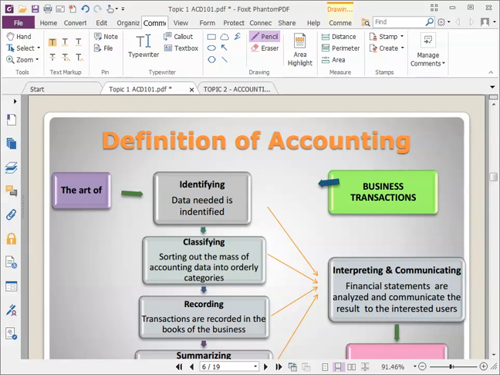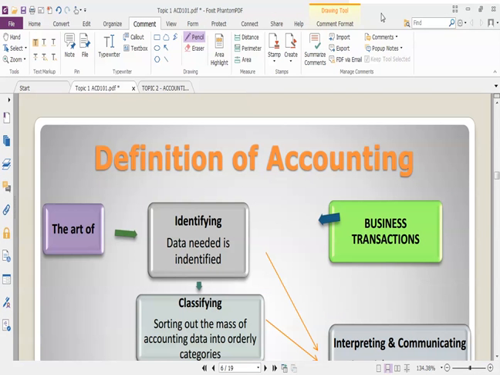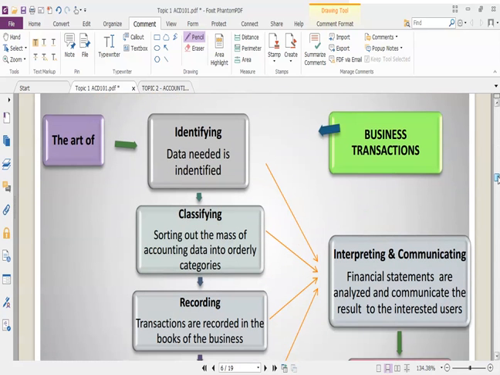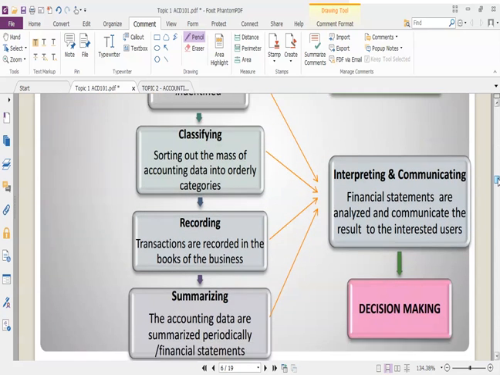I will continue. This is the definition of accounting itself. Accounting is about the art of identifying the data needed and then classifying it, sorting out the mess of accounting data into orderly categories. We will discuss further after this what the categories of accounting data are.